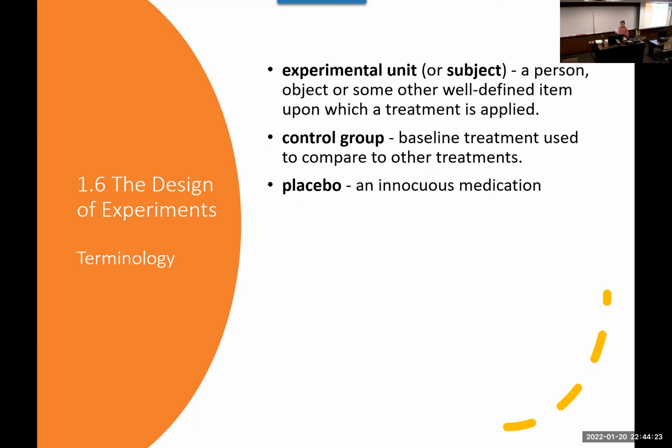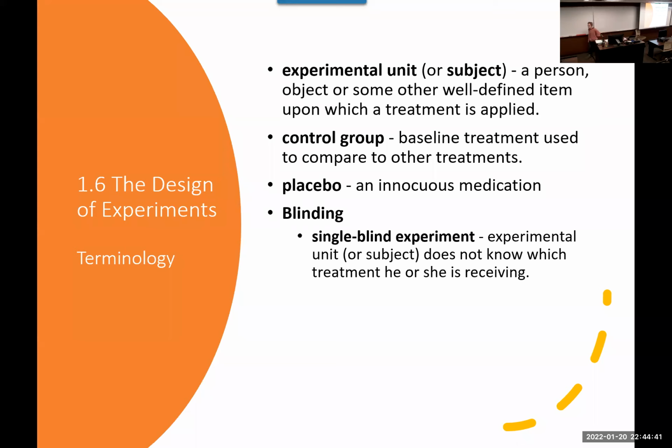Let me back up for just a second. Does anybody know about a single blind or a double blind experiment? You ever heard of those before? No? Okay, so in a single blind experiment, the people receiving the treatment don't know what treatment they're getting. So they don't know whether they're getting the placebo or not, okay? The experimental unit or subjects do not know which treatment he or she is receiving. That's a single blind, it's only on one end.